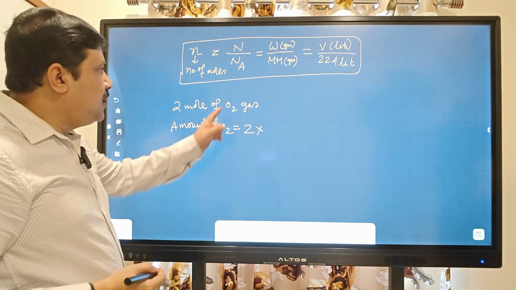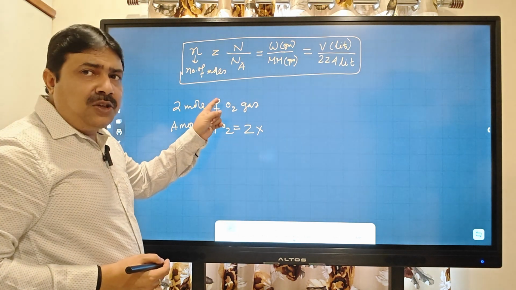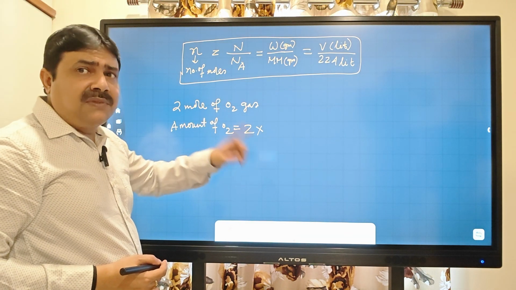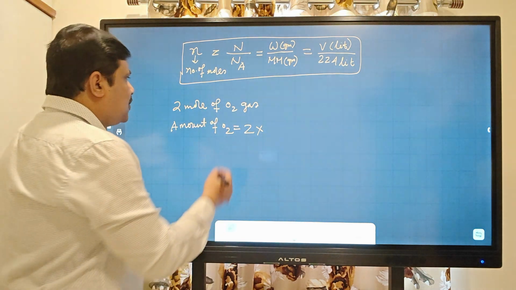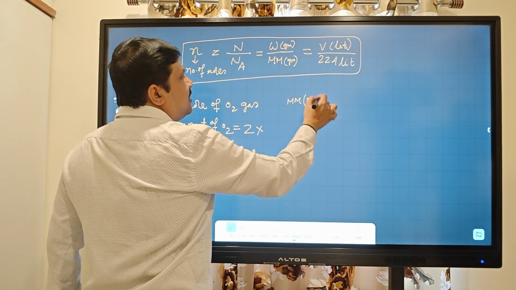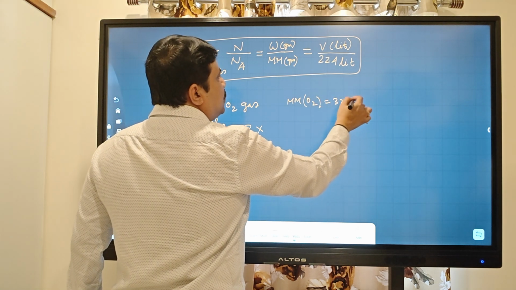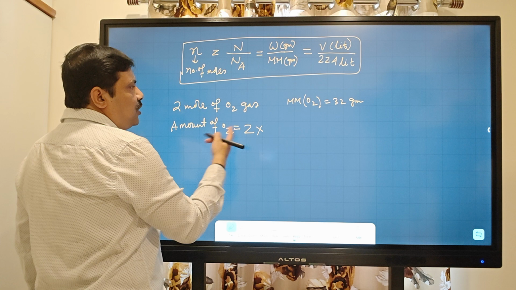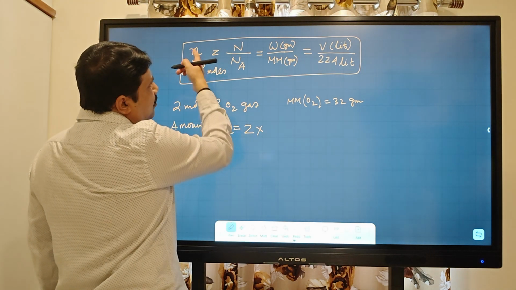So then one oxygen molecule will be 32 AMU. That means molar mass will be the same value, but it will be in what? Gram. So that's why 32 gram. That's why the molar mass of O2 is nothing but 32 grams. So then immediately, the amount of O2 will be equal to 2 into number of moles into molar mass.